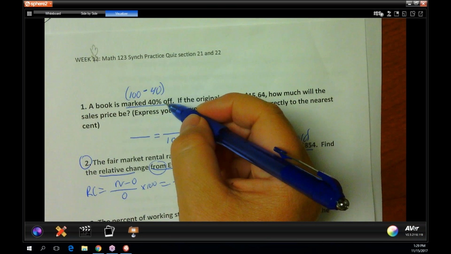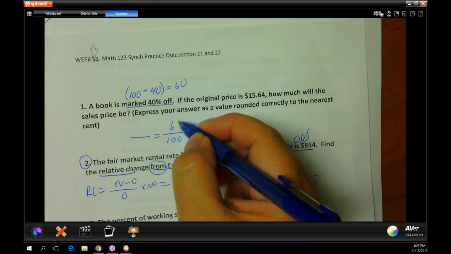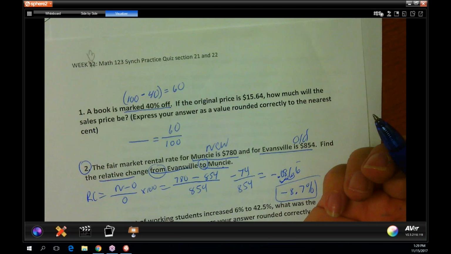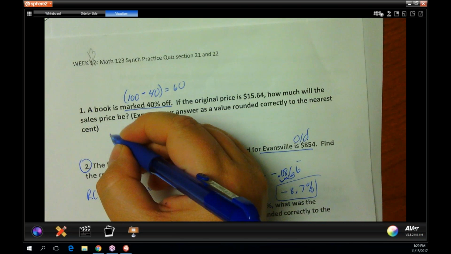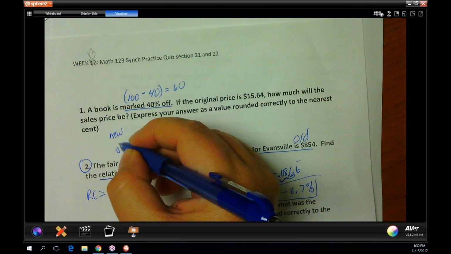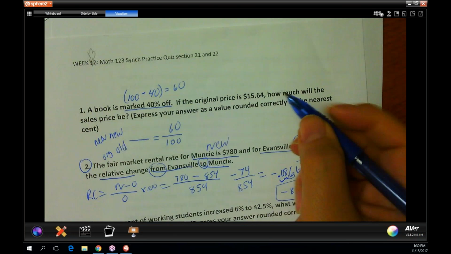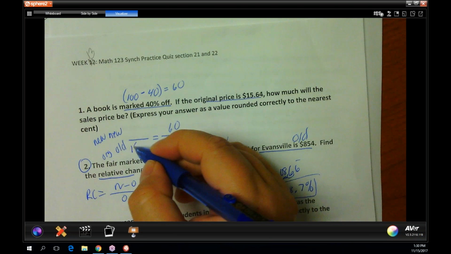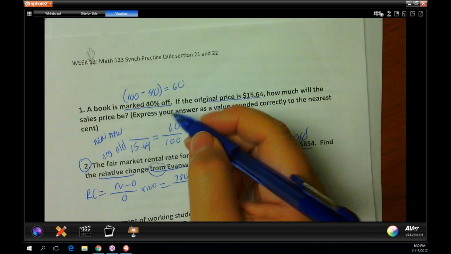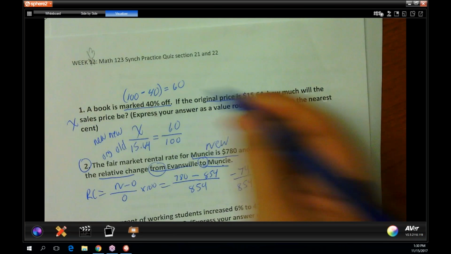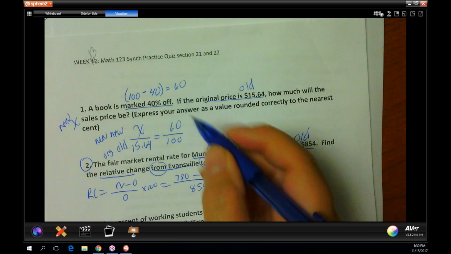What's 100 minus 40? We're going to use 60%. Okay. Now, we have a new and an old, or an original and a new. They're giving us an original price, $15.64. They want to know what's the sale price. So this is our X, this is our old, this is our new.